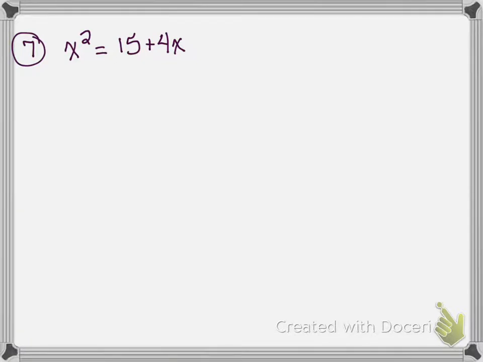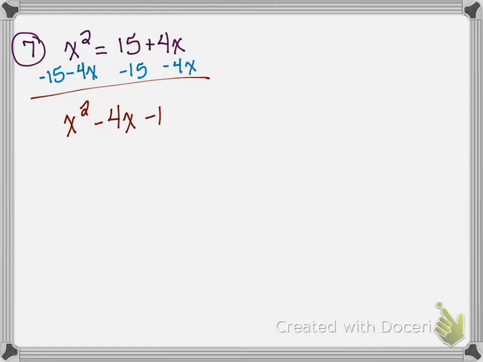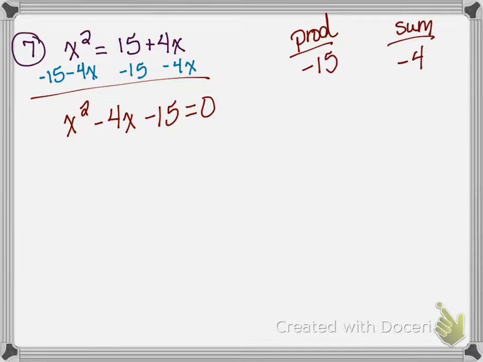Okay. Number 7 is a quadratic. It's not set equal to 0 yet, so we've got to do that first. So I'm going to subtract 15, and I'm going to subtract 4x. So I have both of those subtracted, and I'm left with x squared minus 4x minus 15 is equal to 0. Okay? My product that I am looking for is negative 15, and my sum is negative 4. And there are no numbers that I multiply together that give me negative 15 and add together and give me negative 4.